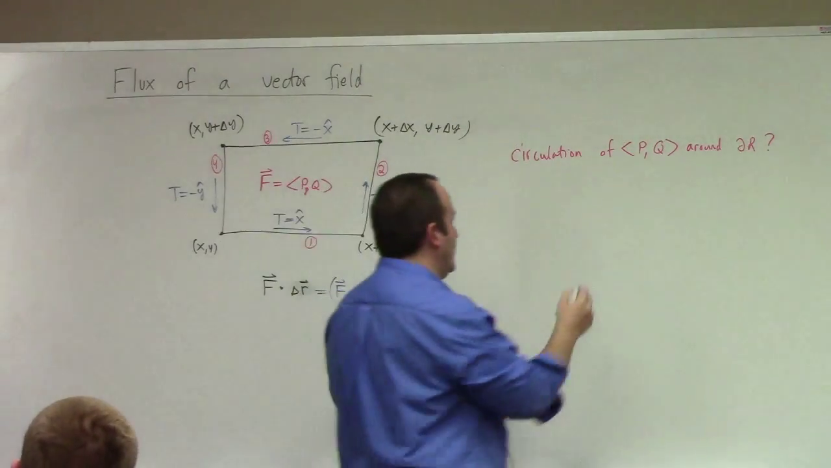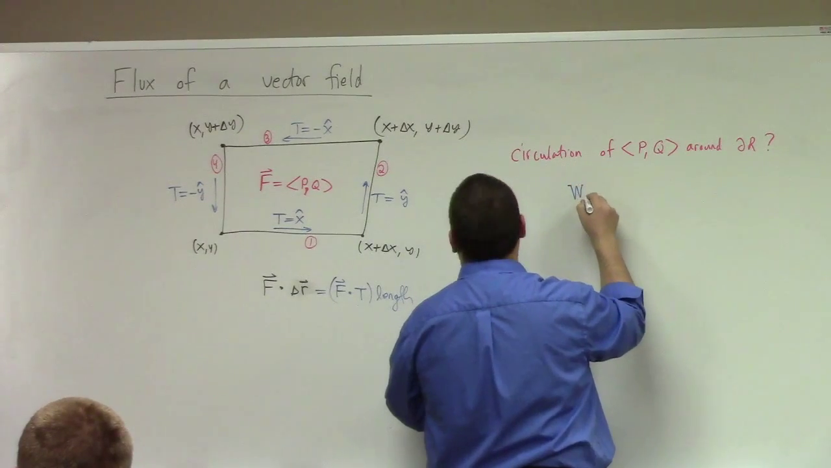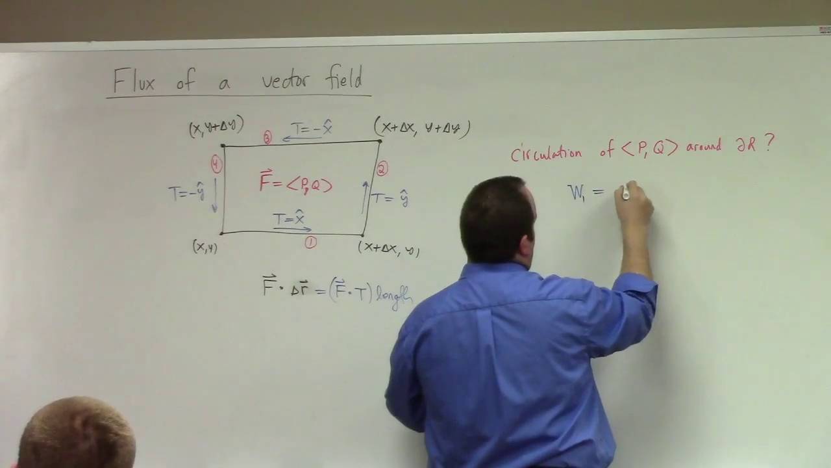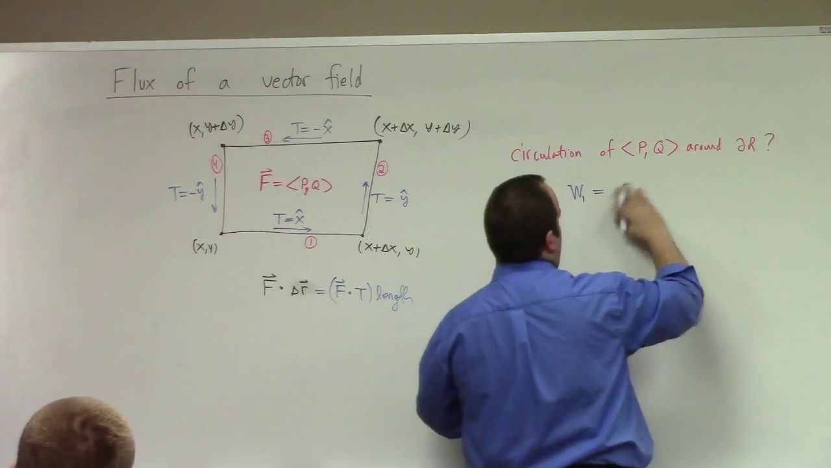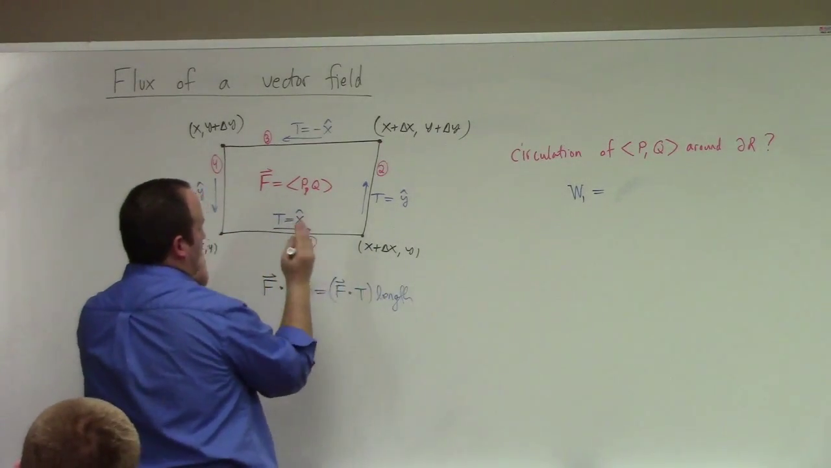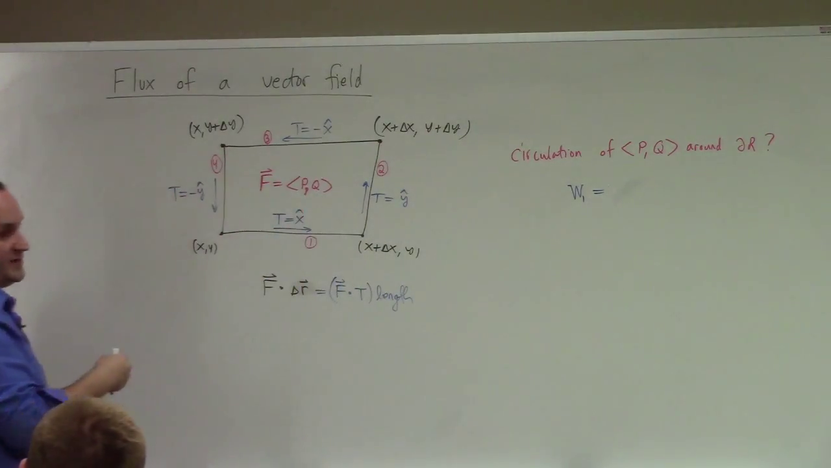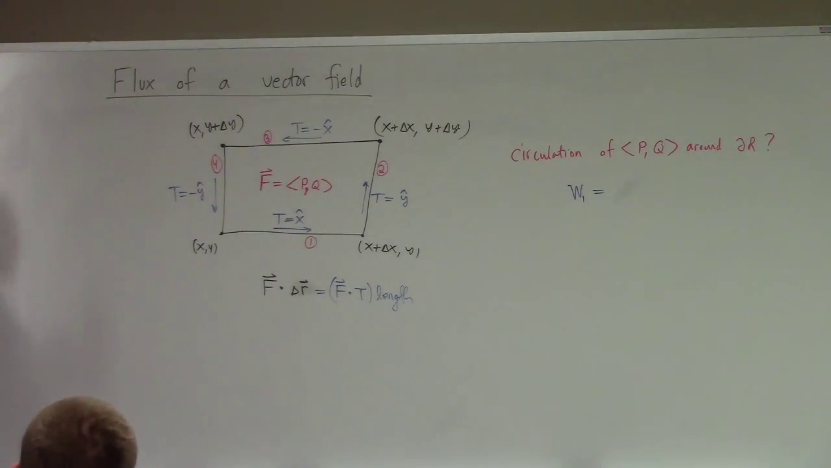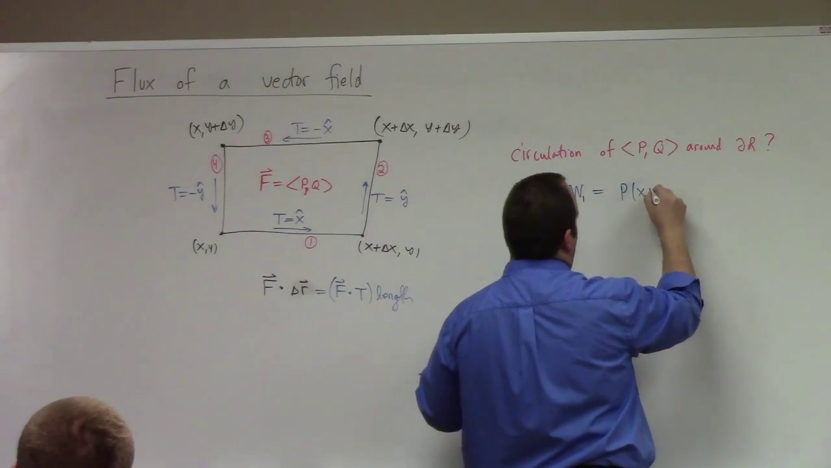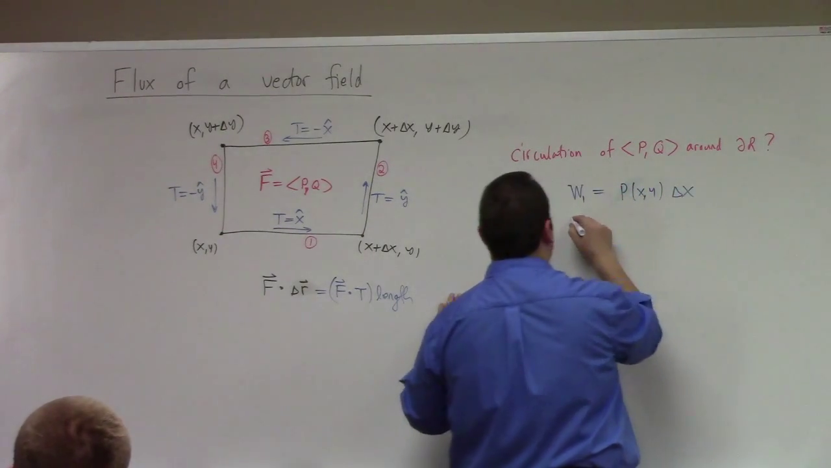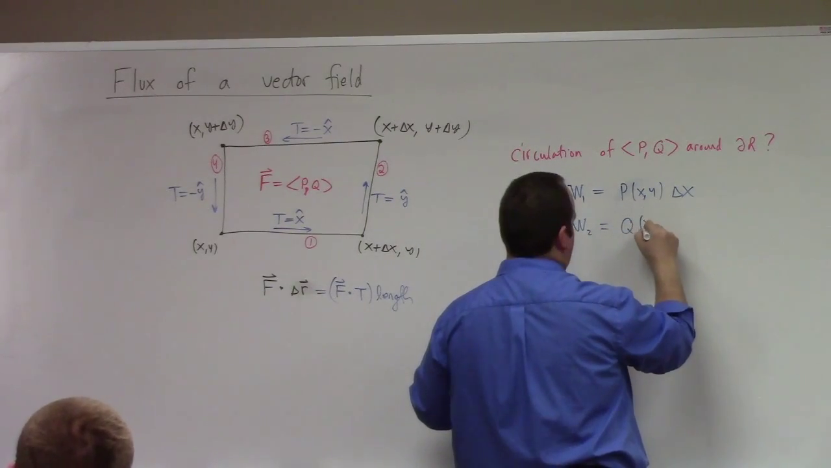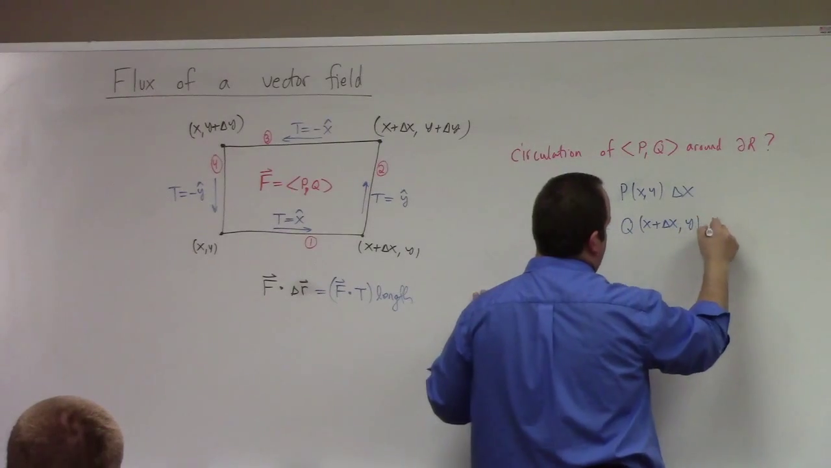So what I get then is the work, or circulation if you like, maybe work's a better term. The work in part 1 is equal to F. So this one, when you take the dot product of the tangent with the vector field, what do you pick up? You just pick up the P, right? So this gives me P of x comma y delta x. For work 2, I get what? Q of x plus delta x comma y times delta y.